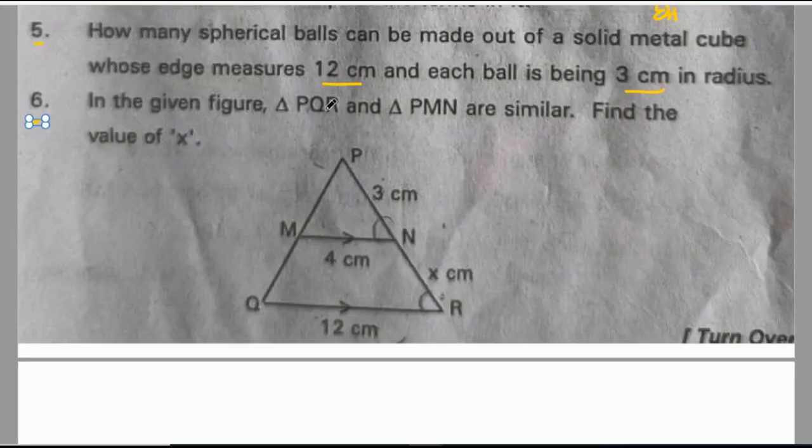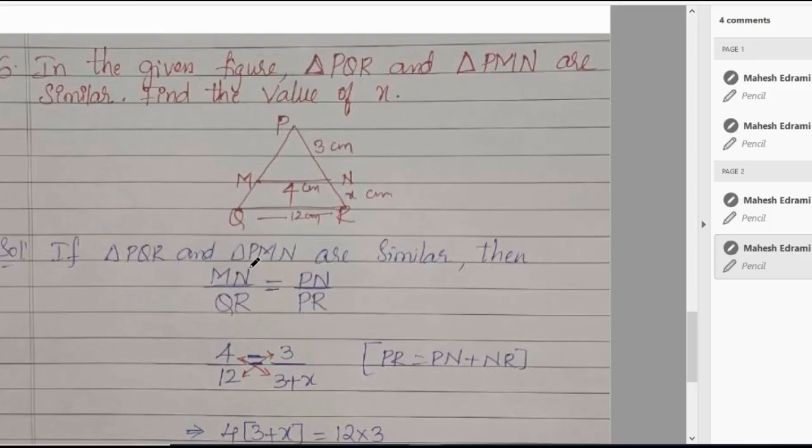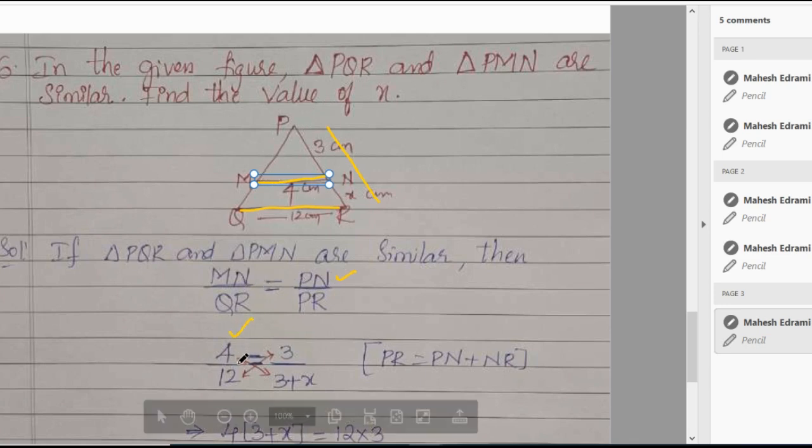Sixth question, in the given figure, triangle PQR and PMN are similar. Find the value of x. If these two triangles are similar, then MN by QR, so this side and this side of small and bigger triangles, should be same as ratio of PN by PR. So MN is given as 4 centimeters, QR is given as 12 centimeters, PN is given as 3 centimeters, PR. So PR should be 3 plus x.